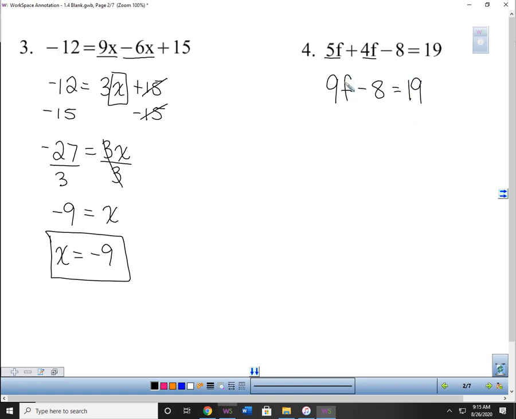f. So I notice I'm multiplying by 9 and I'm subtracting 8. So I'll undo the subtracting 8 by adding 8. So now I have 9f left over here, and 19 plus 8 is 27. Then to undo the multiplying by 9, I will divide by 9 on both sides. My 9's cancel, and f is 3.